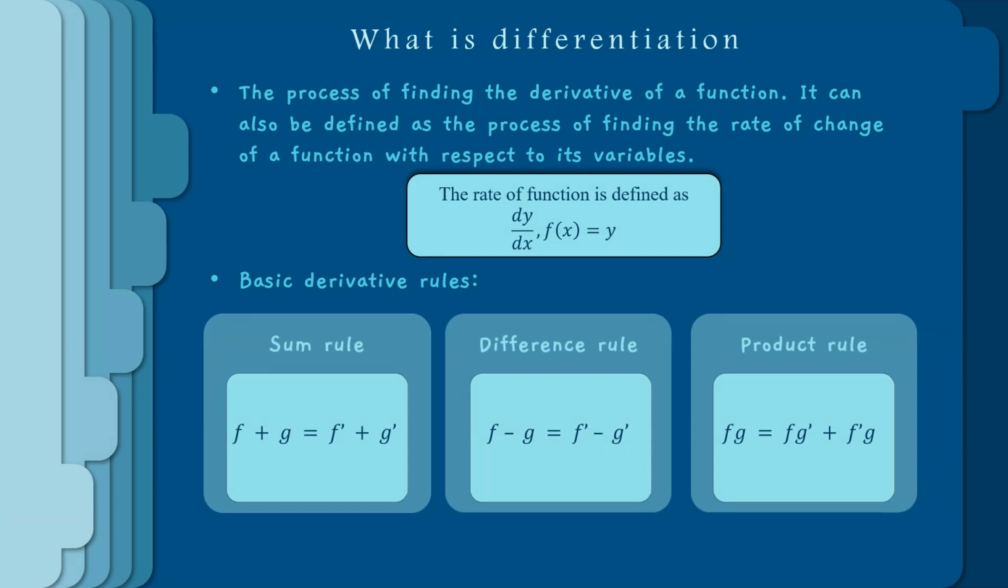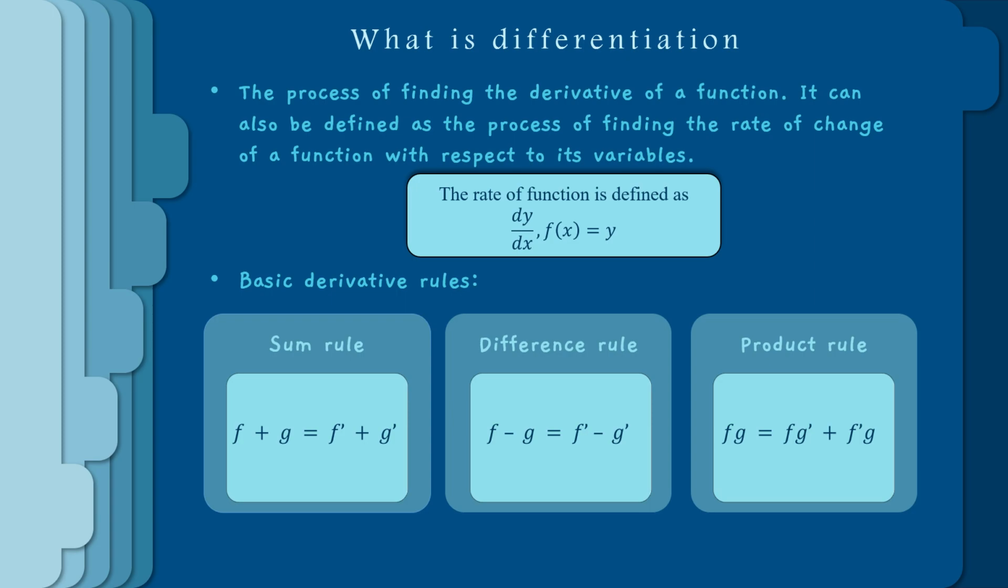What is differentiation? Differentiation is a process of finding the derivative of a function. It can also be defined as the process of finding the rates of change of a function with respect to it. Why do we use differentiation? We use differentiation to determine the maximum and minimum values of a particular function. For your information, the rate of change of a function is defined as dy over dx, f prime x, and y prime.